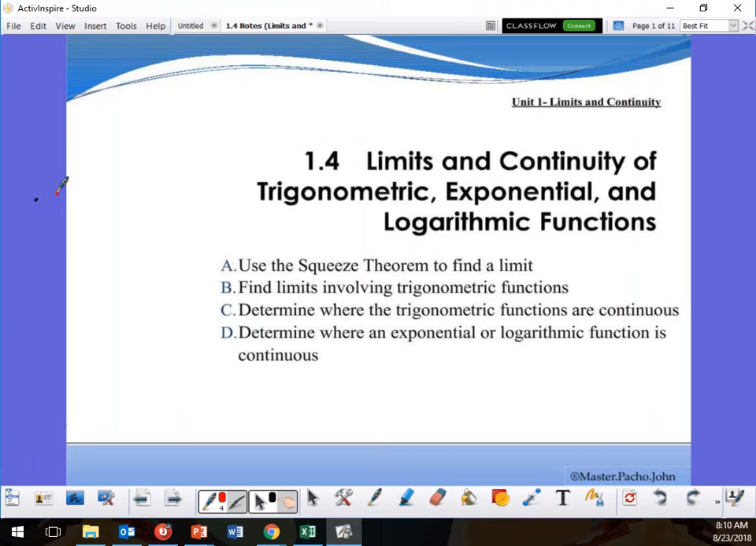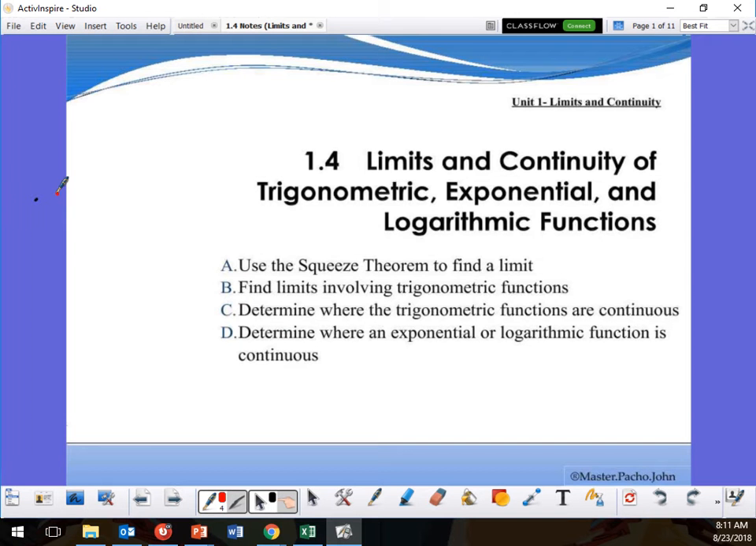All right, morning. This is Calculus 1. 1.4 limits, continuity, trigonometric, exponential, and logarithmic functions. Squeeze theorem. Find a limit. Find limits involving trigonometric functions. Determine whether the trigonometric functions are continuous.